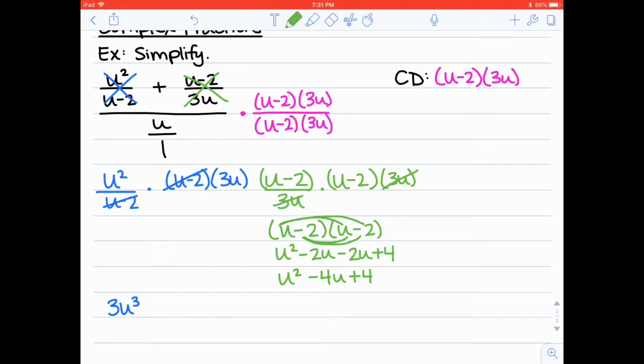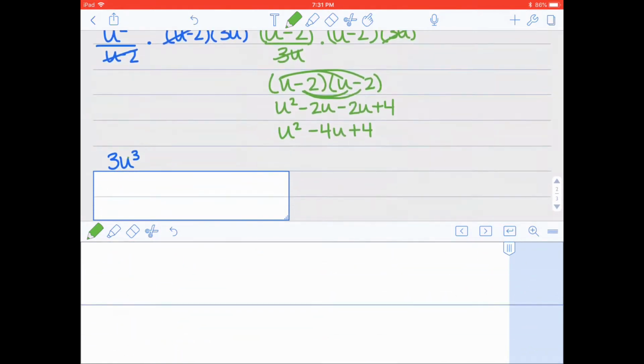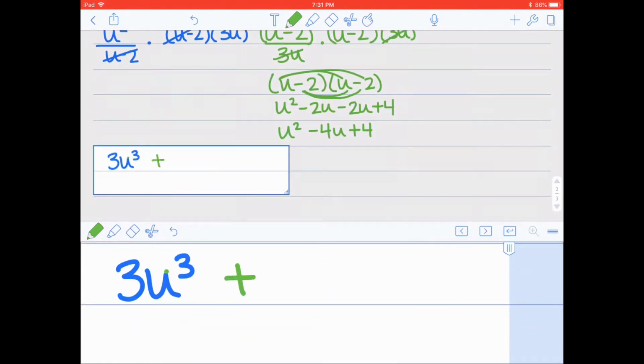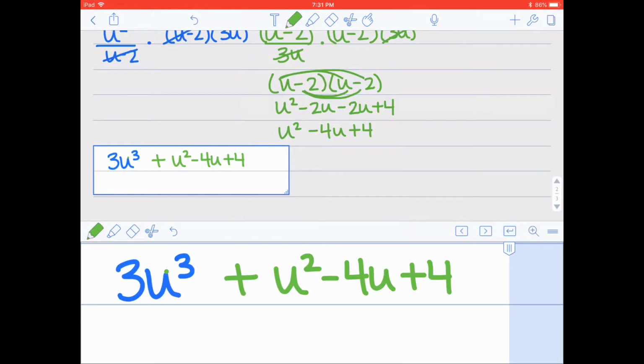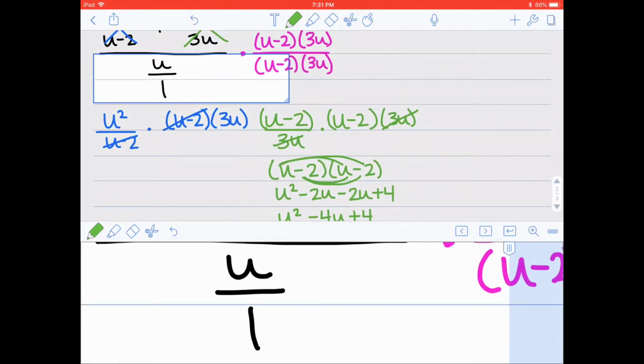Okay, so I'm going to go ahead and add that to this right here. So that was my first term. Now I've got plus, and then my other term was u squared minus 4u plus 4. Okay, and we have one last term to do. If you can see, we've got that one term over there on the bottom.